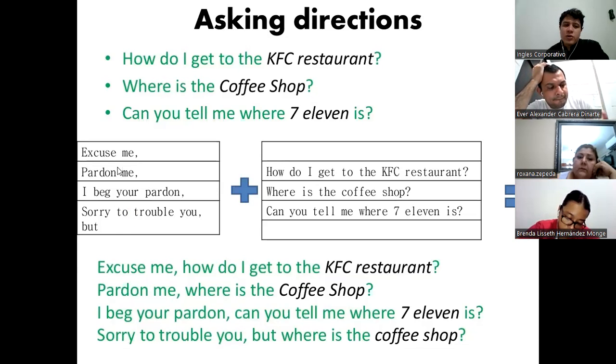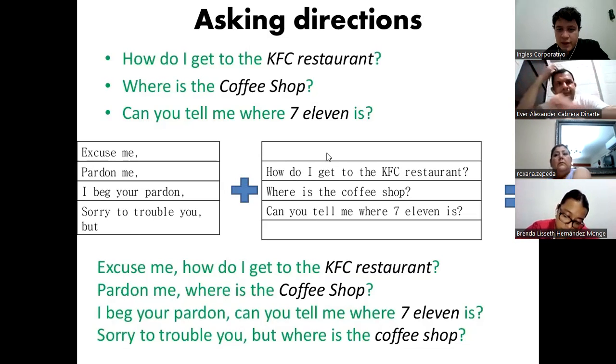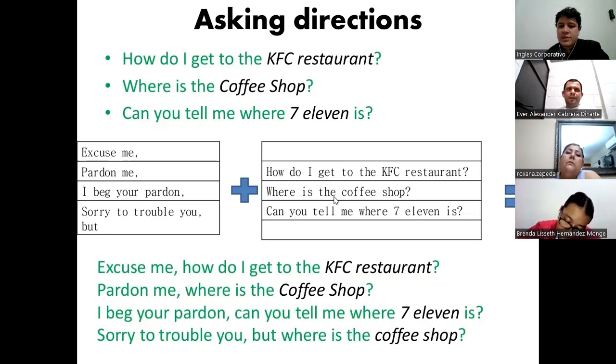But guys, I recommend you can use excuse me, right? Excuse me, that is the most common, right? The common one. But if you want to use this one, it's okay. I mean, that's perfect, okay? So sorry to trouble you, but... And this one, guys, these are the most common ones. This one that are here, okay? Estas son las más comunes. How do I get to? ¿Cómo llego a? Where is the? ¿Dónde está el? Y can you tell me where? ¿Puede decirme dónde? Okay, this, right?